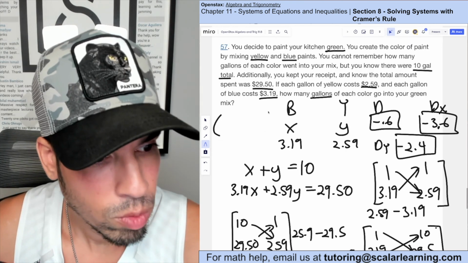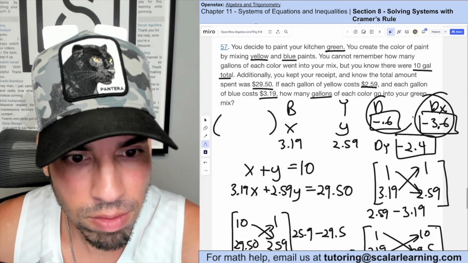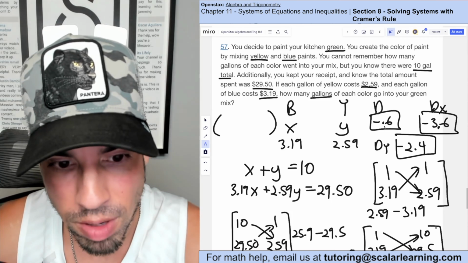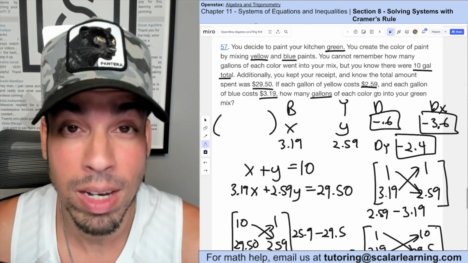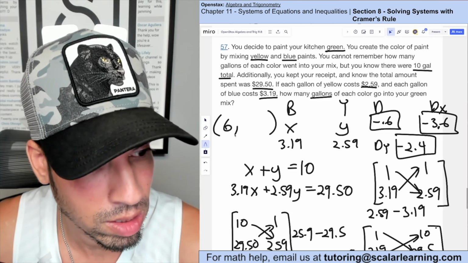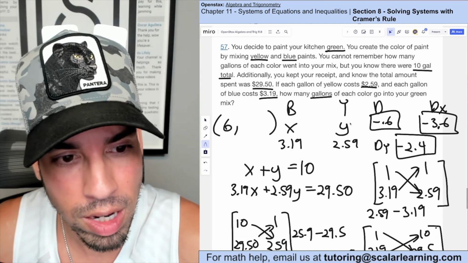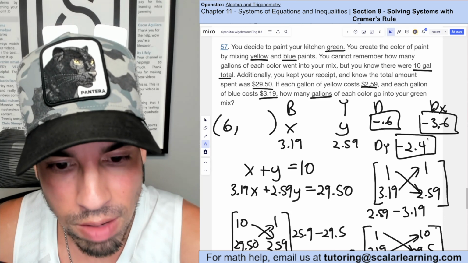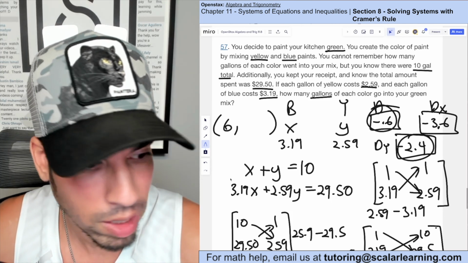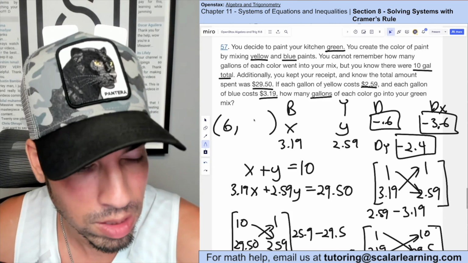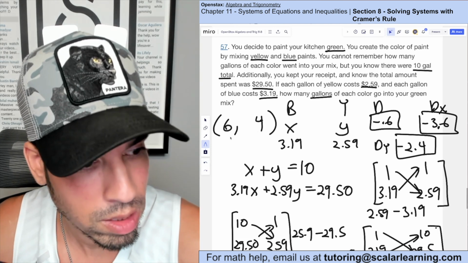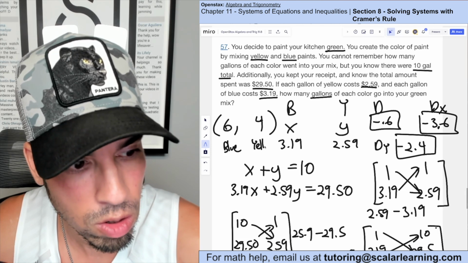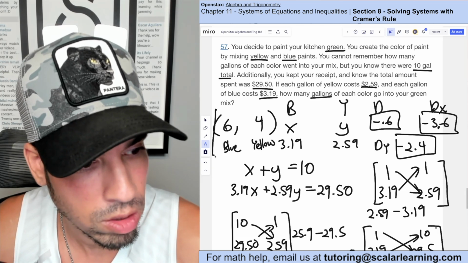Now to get my x and y value, I do dx divided by d for x, which is going to be negative 3.6 divided by negative 0.6, like 36 divided by 6, which is 6. So we got 6 gallons of blue. It's got to be 4 gallons of the yellow because 6 plus 4 equals 10. But just to be safe, negative 2.4 divided by negative 0.6, that's like 24 divided by 6, which is indeed 4. So we got 6 gallons of the blue, 4 gallons of the yellow, and that's how you do it.